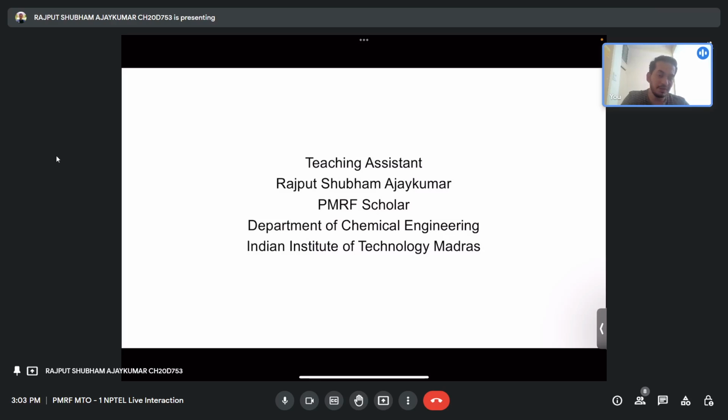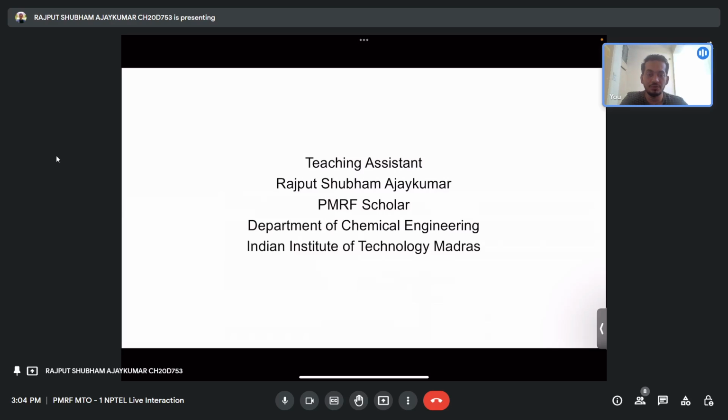Before we begin, mass transfer operation is one of the basic core subjects of chemical engineering undergraduates, and it can also be studied in mechanical engineering, because many of the problems associated with mass transfer can also be handled in mechanical-related situations as well as in chemical-related situations.